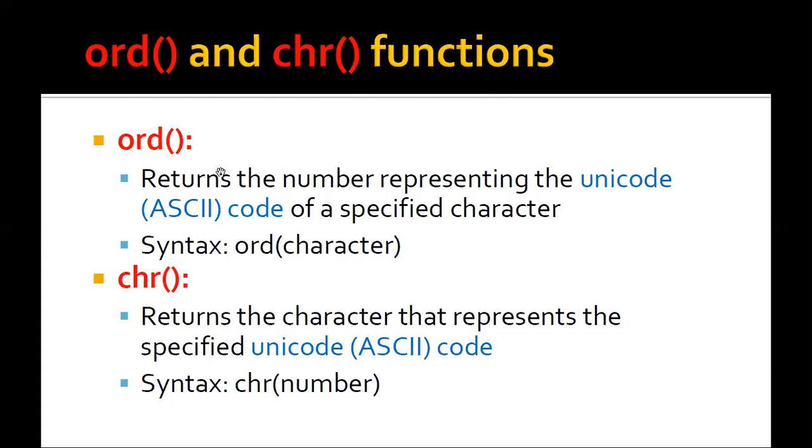Next, we have the ORD and CHR functions. The ORD and CHR functions are used to check the ASCII code of a character, or a character against an ASCII code. This is the syntax for the ORD function. In ORD, in brackets, you have to specify the character for which you want to obtain the ASCII code. Similarly, we have the CHR function, which returns the character that represents a specified Unicode or ASCII code. This is the syntax: CHR, in brackets, specify the number, that is the ASCII value.